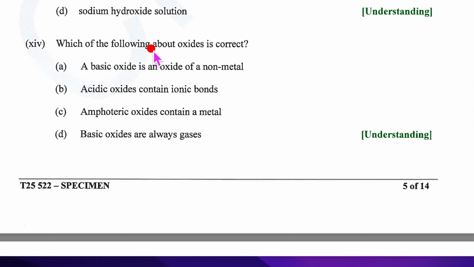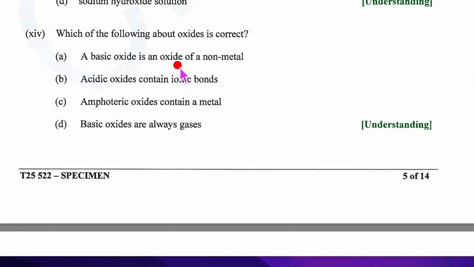Which of the following about oxides is correct? Basic oxides, oxide of a non-metal. Basic oxide is that of a metal, so this is wrong. Acidic oxides contain ionic bonds. Acidic oxides are formed from non-metals. Then non-metal and non-metal will not give me an ionic bond, it will give me a covalent bond. Amphoteric oxide contains a metal, yes, because amphoteric oxides are with Zn, Al and Pb, so this is correct.